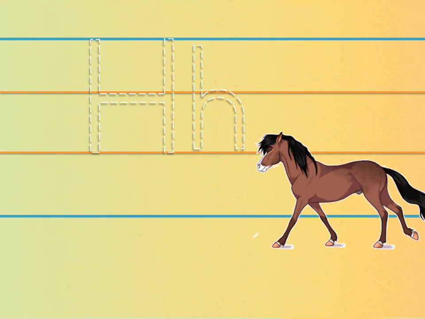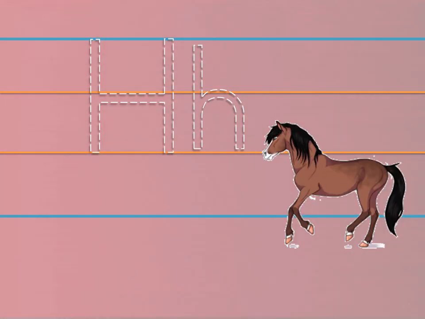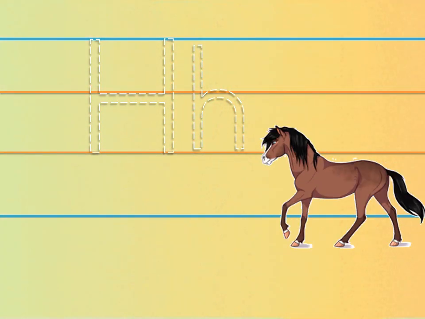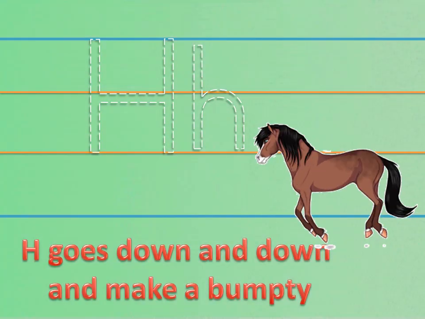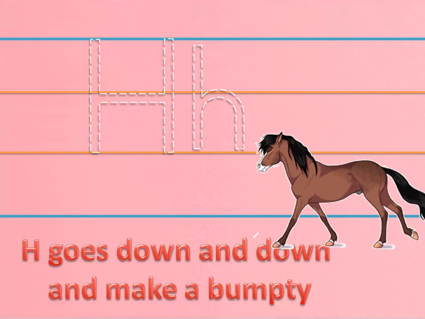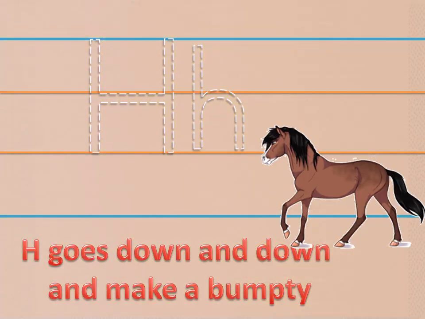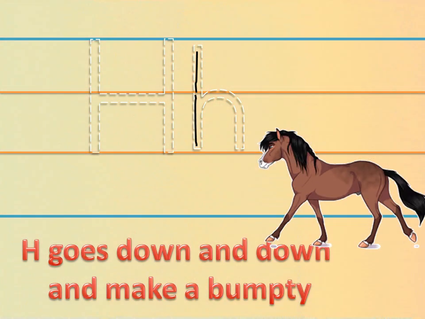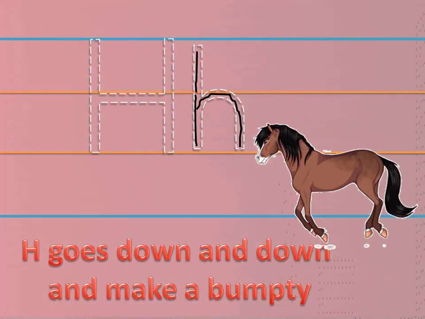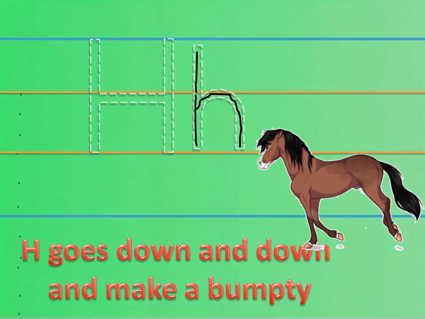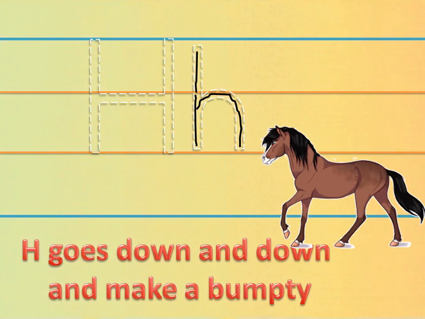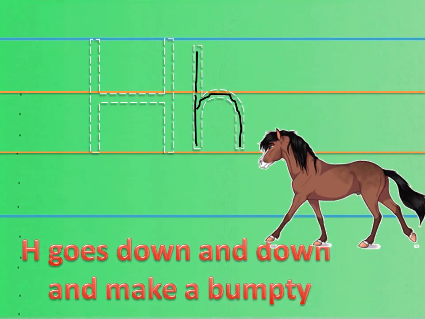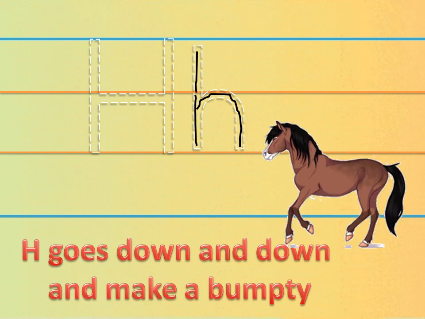H is the letter and H is the sound. H goes down and down and make a bumpty. H. H. H goes down and make a bumpty. H. H is the letter and H is the sound. H, horse. H, horse. H, horse.